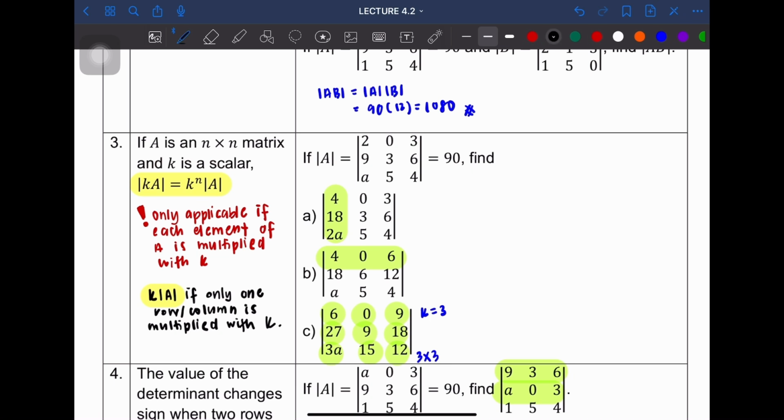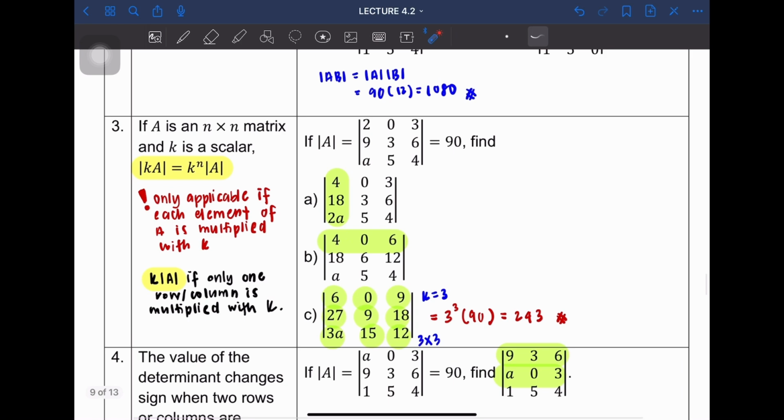So now the new determinant for the new matrix is simply equal to k to the power of n multiplied with the original determinant. So your k is 3, and then your n is also 3, so 3 to the power of 3, and then multiply it with the original determinant, which is 90. So equal to 2430. Okay, so this formula is only applicable if the constant k is multiplied to each element of the original matrix.